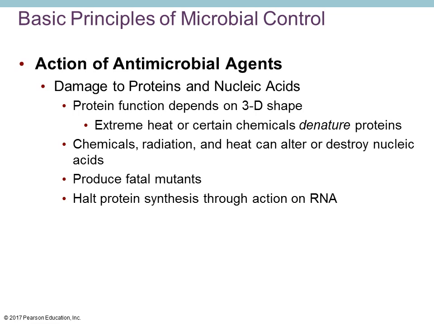So some chemicals will denature proteins, which simply means that you have altered the protein's three-dimensional structure, so it's no longer functional. There are some things such as chemicals and radiation and heat that can also alter or destroy the nucleic acids, the DNA, the RNA, and this can result in mutants that become fatal.